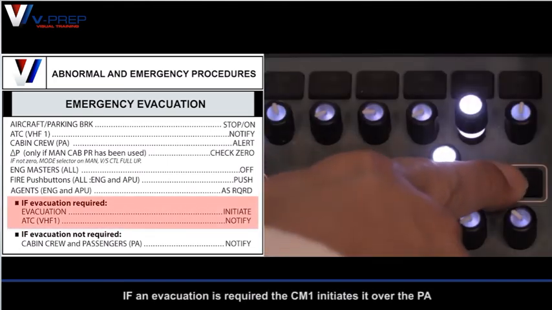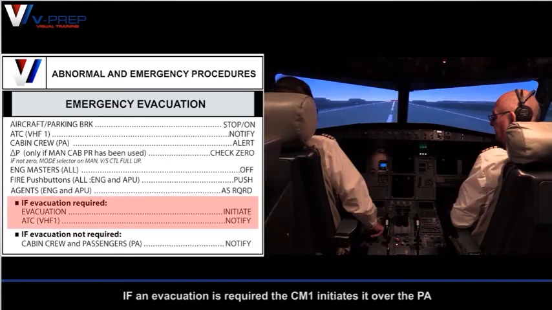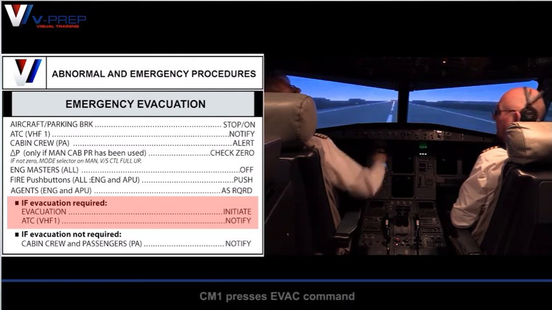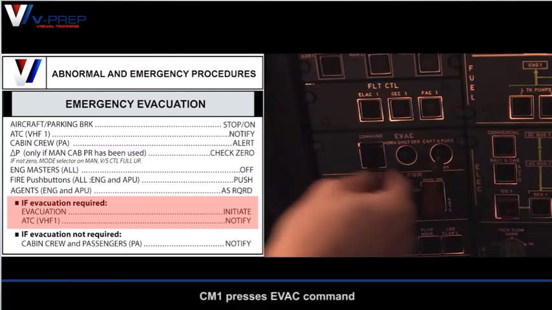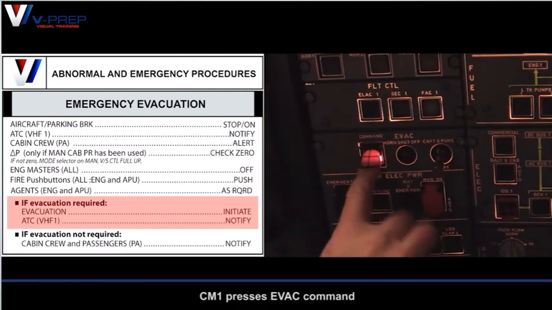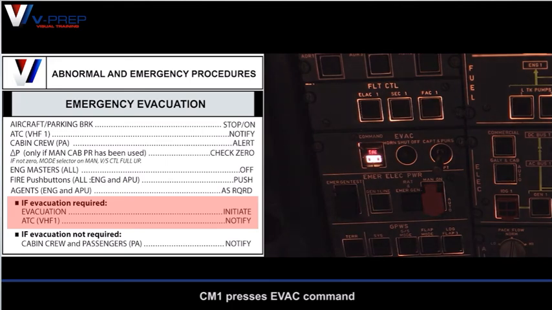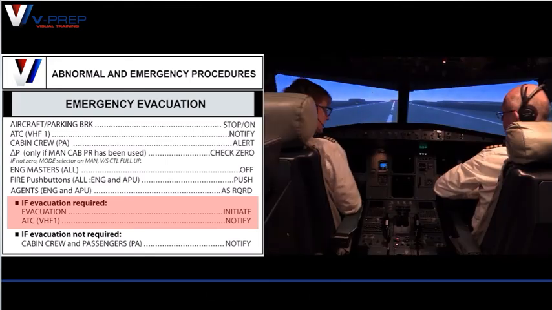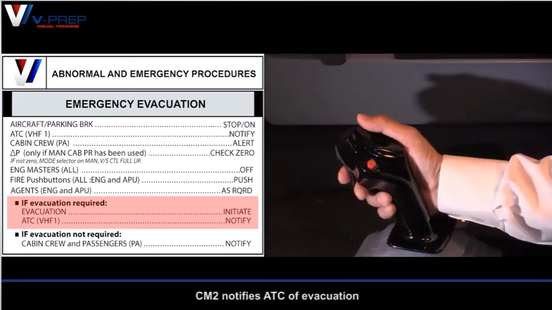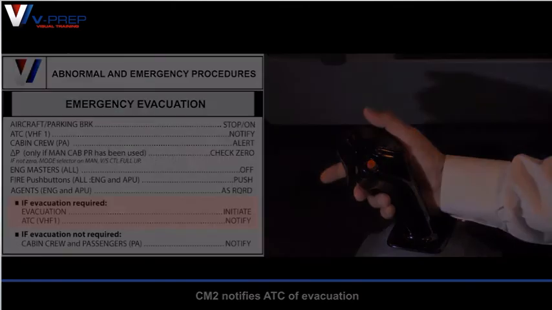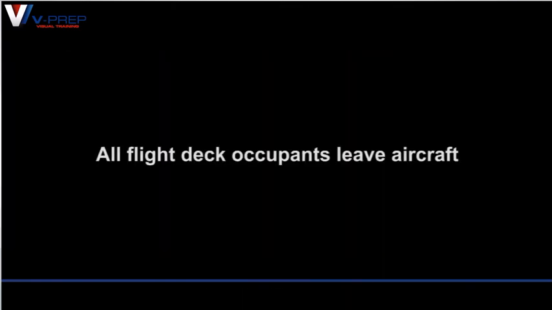If an evacuation is required, the CM1 initiates it over the PA. CM1 presses evac command. CM2 notifies air traffic control of evacuation. All flight deck occupants leave aircraft.